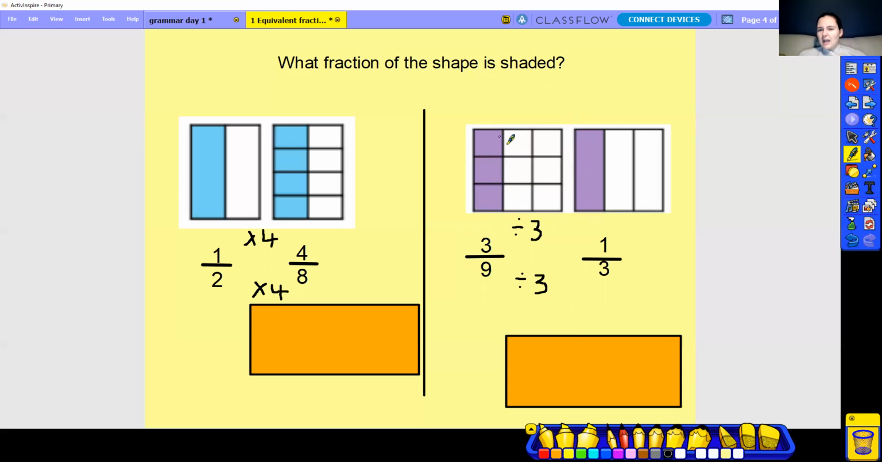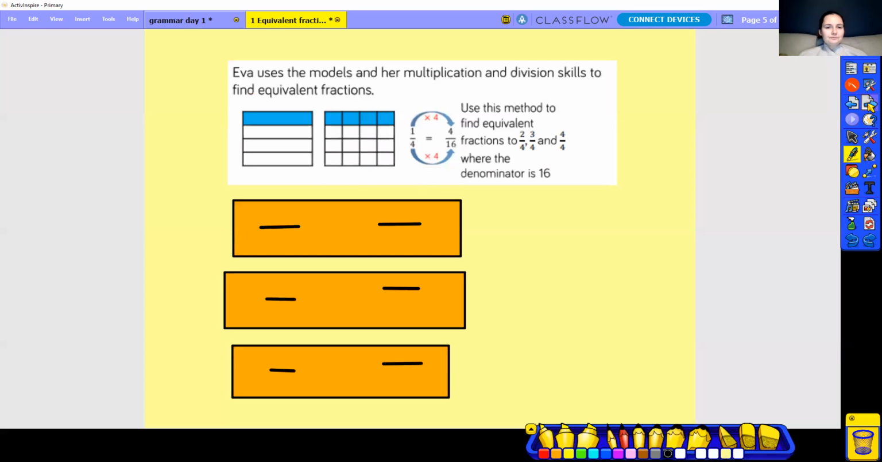And if you look at these very carefully, you can see, if you follow my pen, that this bit here is the same size as this bit here. So even though you've got 3/9 here, 3/9 is the same as 1/3, okay? Well done. Let's move on to our next question.